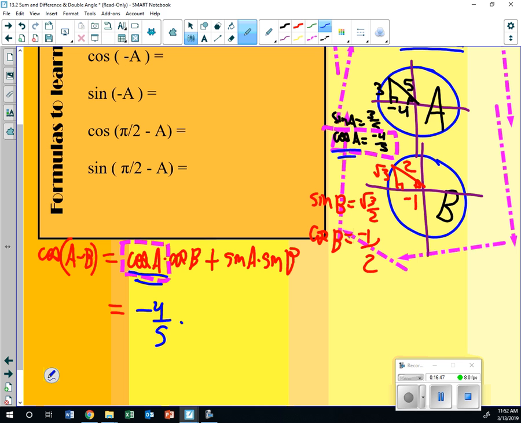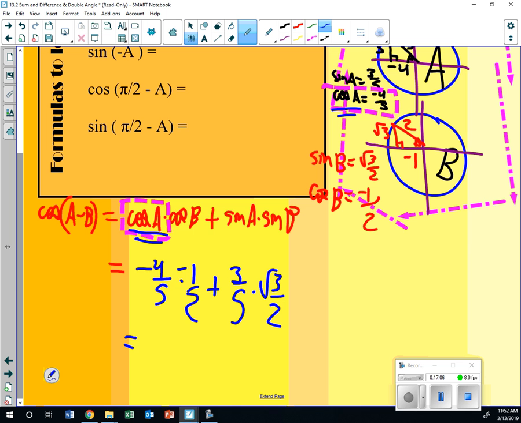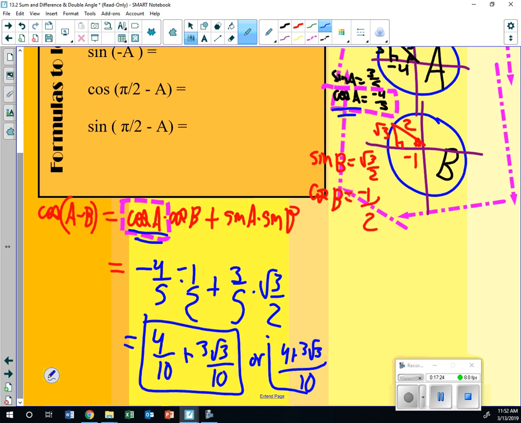What's the cosine of B equal to? Negative 1/2 plus, now we use this one, sine of A is 3 fifths, and the sine of B is square root of 3 over 2. So when you simplify it, it's negative 4 times negative 1 is 4 over 10 plus 3 root of 3 over 10. That's great. You could write it as 4 plus 3 root of 3 all over 10. Both of these are correct. I would love it if they had it either way.